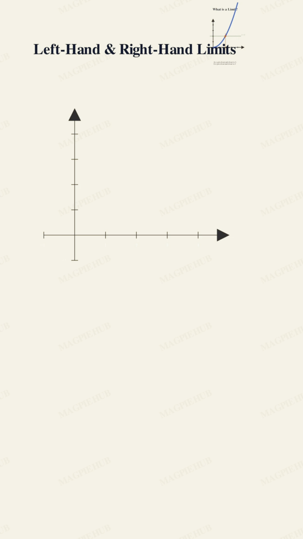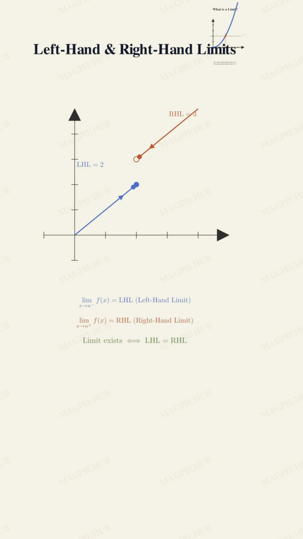Left hand and right hand limits. The left hand limit is the value f of x approaches as x comes from the left. The right hand limit is from the right. Watch, from the left, the dot approaches the value 2. But from the right, it approaches 3. Since LHL is not equal to RHL, the limit does not exist at this point. Critical rule: the limit exists if and only if the left-hand limit equals the right-hand limit.